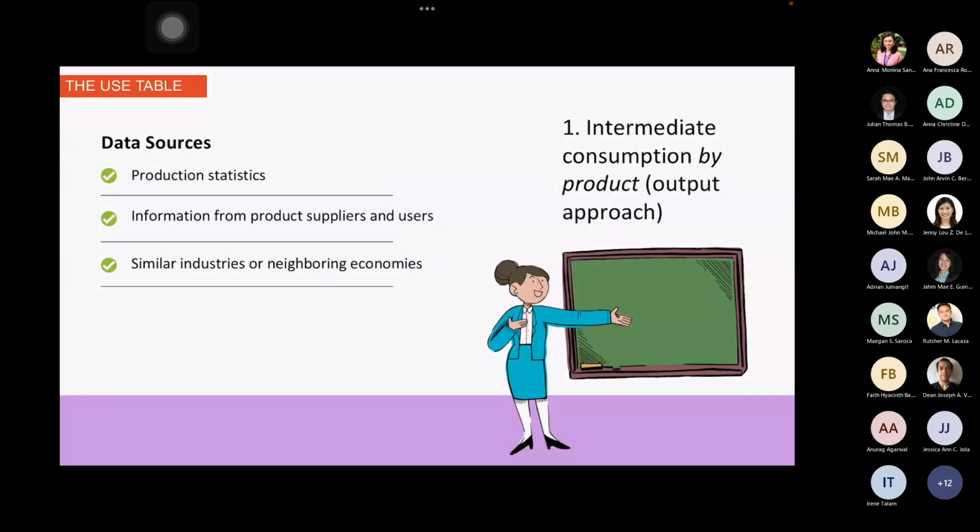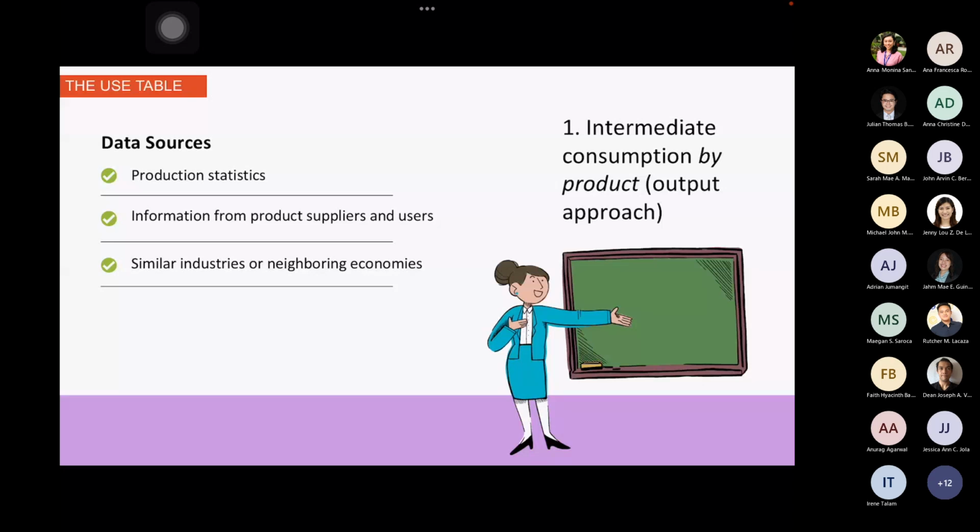Okay. So the next approach would be the intermediate consumption by product. So this is the output approach. For this one, the aim of this method is to be able to trace across each row of the use table the consumption of every product by industries in the intermediate use and by the various institutional sectors as final use. So the data sources would be as follows.